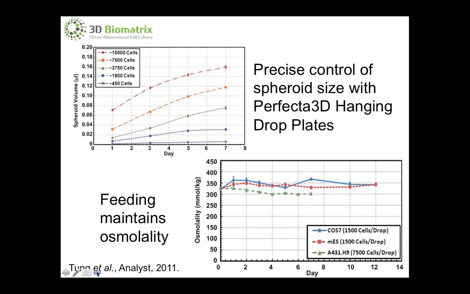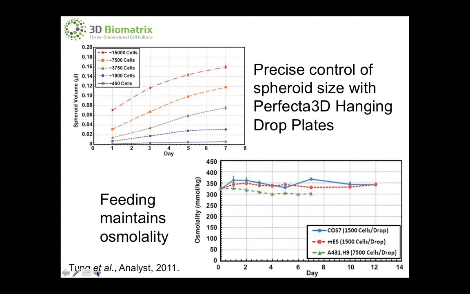This slide illustrates across the top that you get precise control of spheroid size with Perfecta 3D hanging drop plates. So this graph shows spheroid volume versus days in culture for a variety of different seeding types, and what you can see is that they're very tightly grouped. So you can make small spheroids by seeding small numbers of cells and larger spheroids by seeding large numbers of cells.